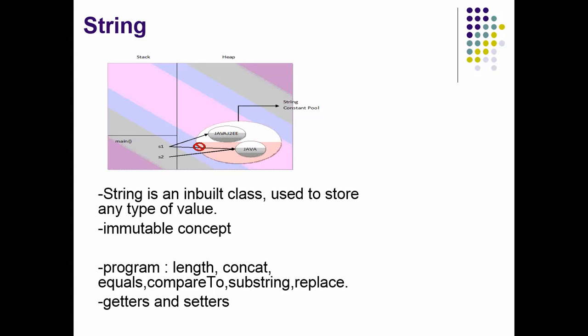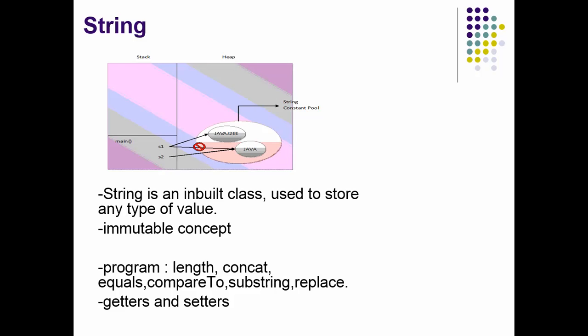We can store any type of value into a string. What we do is create an object of the String class. It's an inbuilt class provided by Java. We first create an object of the String class, then we store a value into it. Then the String class provides us lots of methods to perform operations on strings.